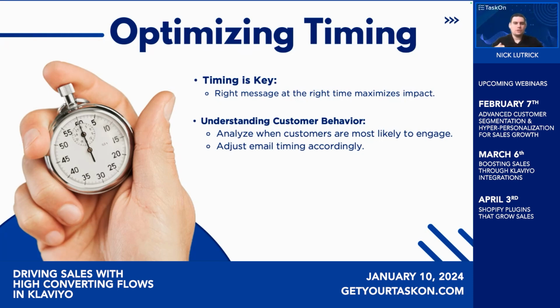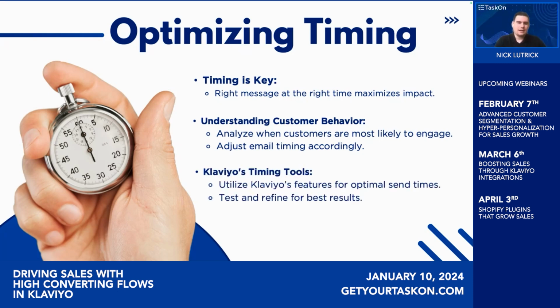If you've been running flows already, you can assess the previous performance of those to see if anything needs to be optimized, because then you can adjust your email timing accordingly based on the customer behavior. And like I mentioned, Klaviyo has a few tools to really help out with this. One of them is the smart sending feature, which will try to use AI to send these emails at the optimal time. But with everything, testing and refining for the best results is certainly going to be recommended.